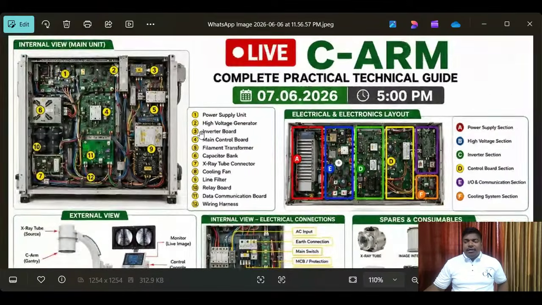Okay, right, I'm going to zoom this one. It is visible now successfully. I have shown this is the console part, the inside parts. What are the components that are there?